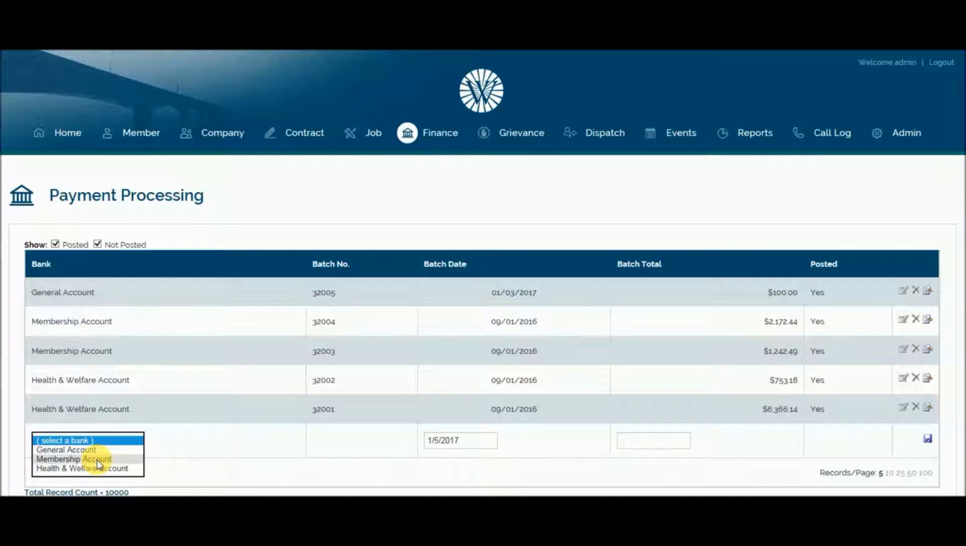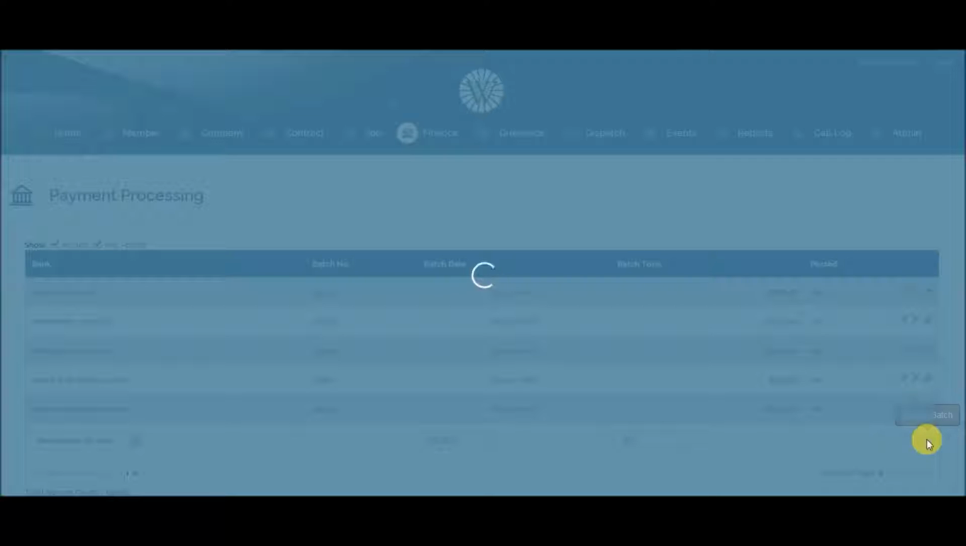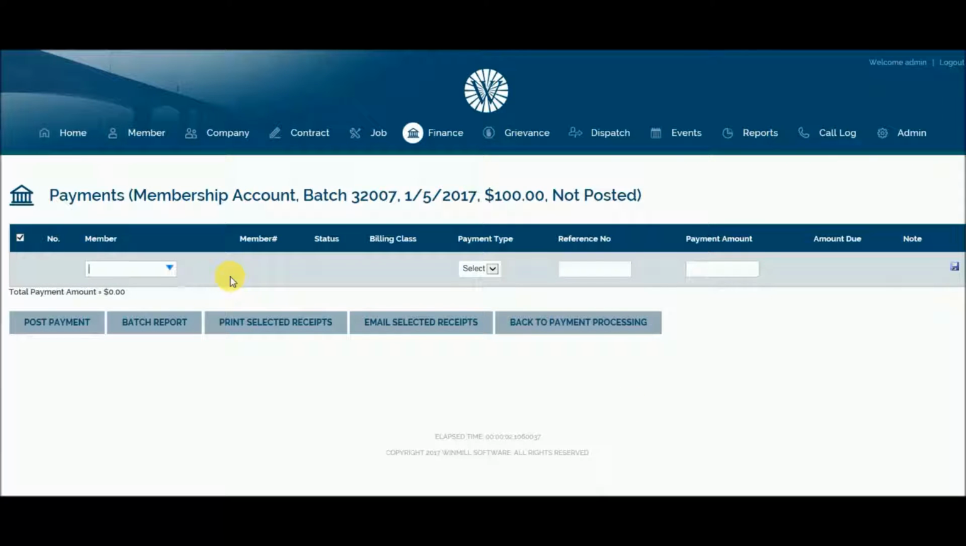Let's take a look at an example. I'm going to create a batch for $100. The $100 I'm entering came from a separate tally of the checks and will be used as a checksum on my data entry. Once the batch is created, I can begin to enter member payments.